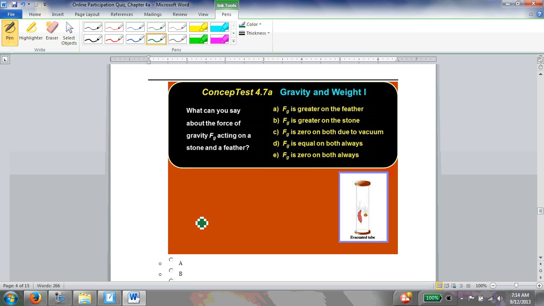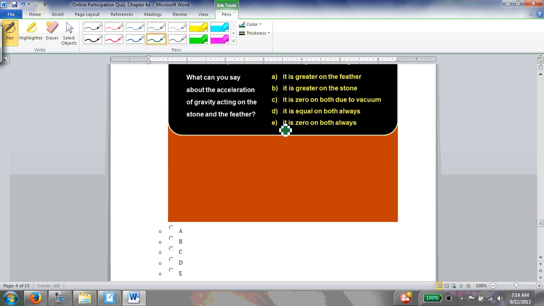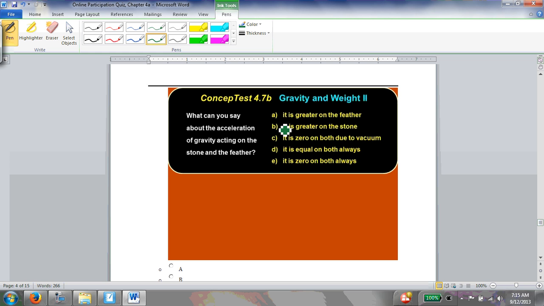What can you say about the force of gravity acting on a stone and a feather? This is like the video we watched with the 2 balls. The force of gravity is much larger on the stone simply because it's heavier. So the force of gravity is greater on the stone. What can you say about the acceleration? Well, the acceleration, as we've already talked about, is always equal on the stone and the feather. But it's because the stone has more mass or inertia that it experiences a greater gravitational force.